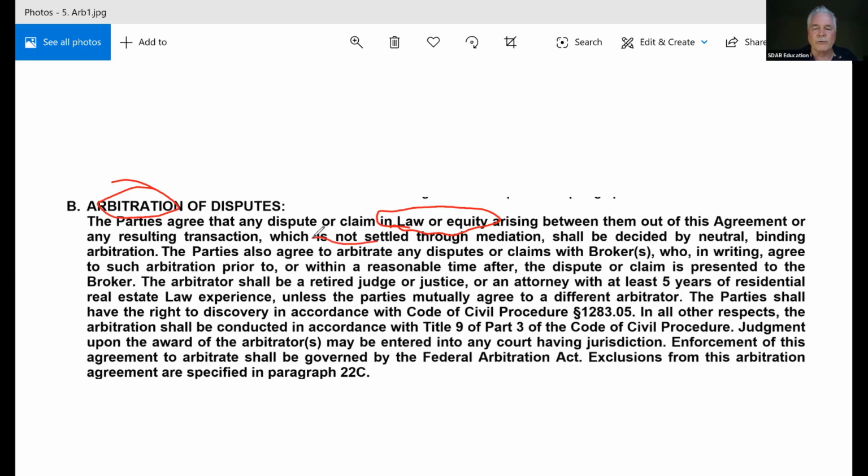Which is not settled through mediation. So if we haven't resolved it, remember mediation is not binding. So mediation says that the mediator goes from room to room, back and forth between the two of you and tries to get you to agree to a deal. All right. That's what they try to get you to do.